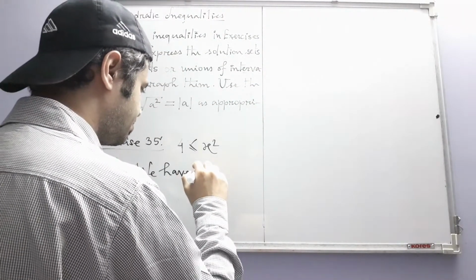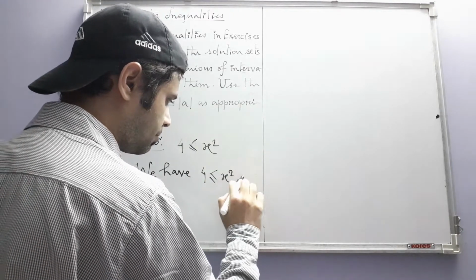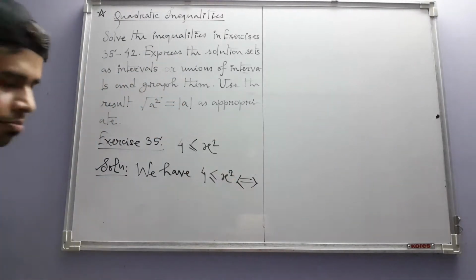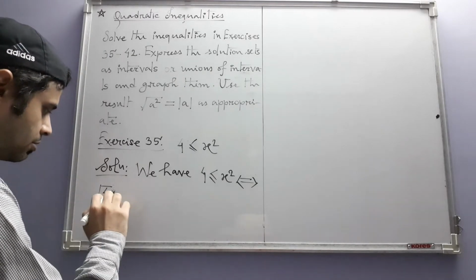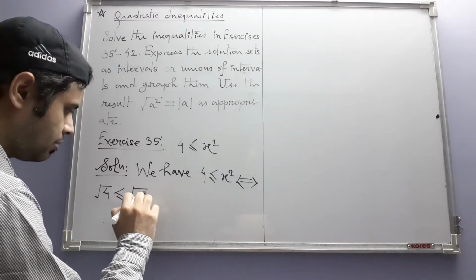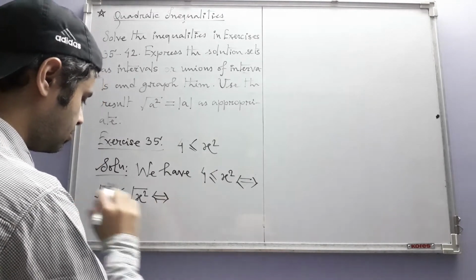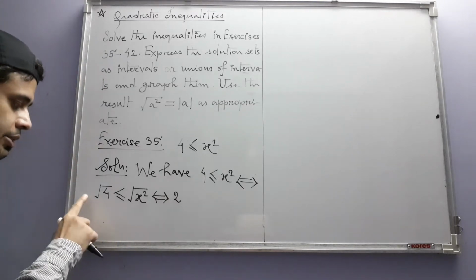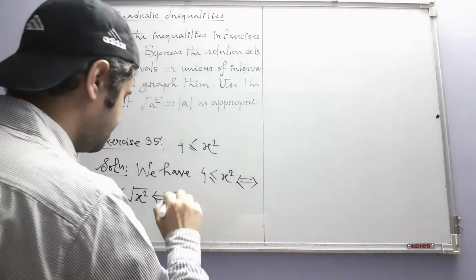We have 4 less than or equal to x square. We can directly write a double implication. We take the non-negative square root on both sides, which we know we can do. This is equivalent to, this is 2. This is not minus 2, keep that in mind. By definition, this symbol means the non-negative square root.